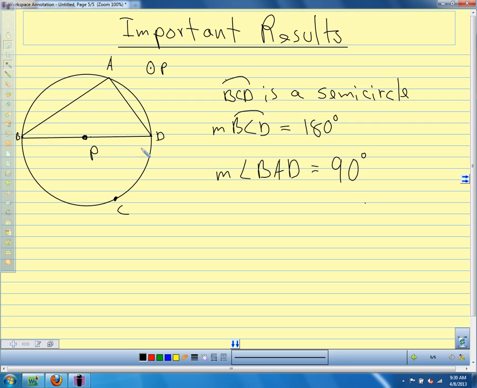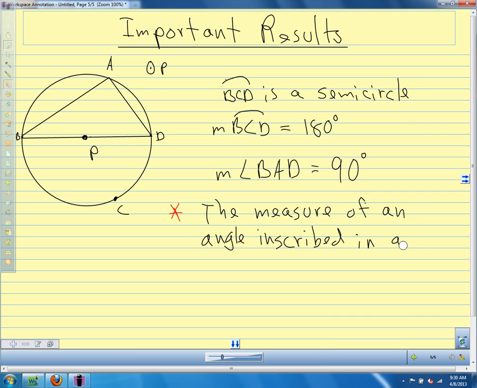So that's our first important result. The measure of an angle. I'm going to put a little red star here. We just figured out: the measure of an angle inscribed in a semicircle is 90 degrees.